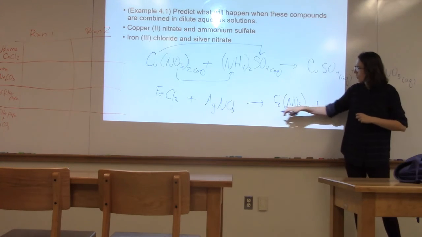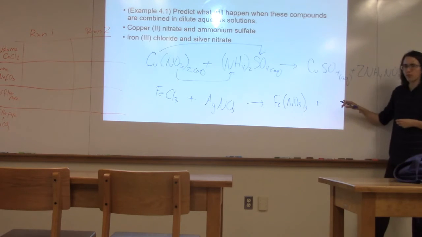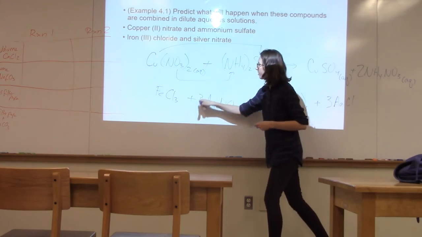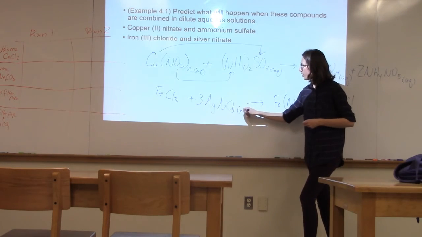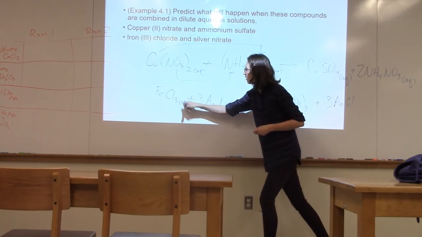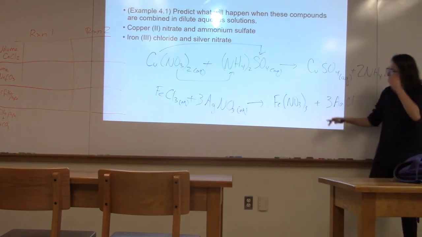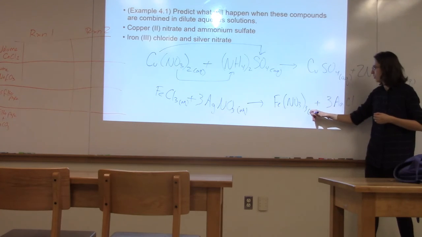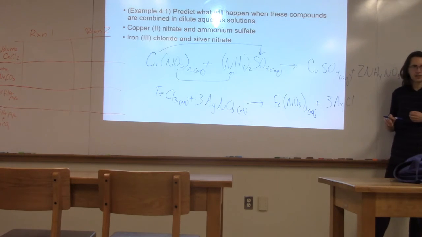And what happens when these Fe, well, let's finish. AgCl. And I'm just gonna go ahead and balance it real quick here. Aqueous. Alright, this Fe(NO3)3, is that soluble? It is soluble. How do you know it's soluble? You check the chart. It's aqueous. How about this guy?